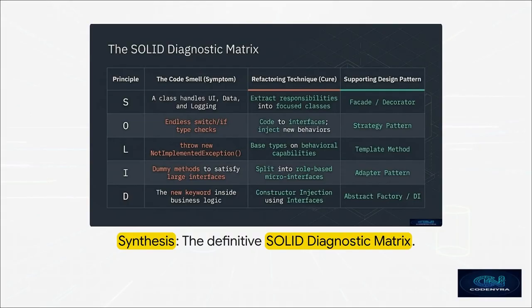To synthesize this entire clinical teardown, let's take a look at the SOLID diagnostic matrix. Think of this as your go-to reference guide. When you see a class handling UI, data, and logging all at once, that's an SRP violation. Your cure is extracting responsibilities, which is beautifully supported by the facade pattern. When you see endless switch or if-type checks, OCP is practically crying out for the strategy pattern. When derived classes throw not-implemented exceptions, LSP requires behavioral capability mapping. Dummy methods point straight to ISP failures, curable via role-based micro-interfaces. And finally, the new keyword deeply embedded inside business logic demands DIP, perfectly solved by constructor injection.